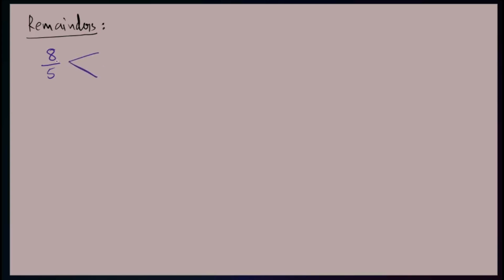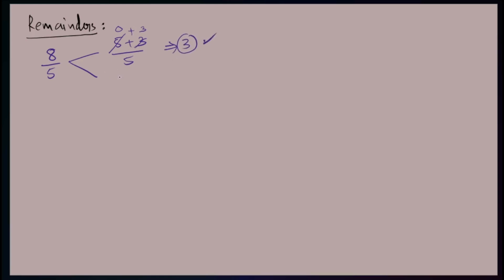Let me write it in a different way. 8 I can write as 5 plus 3 by 5. 5 by 5 remainder is 0, and 3 by 5 remainder would be 3. So your final remainder would be 0 plus 3, which is 3.